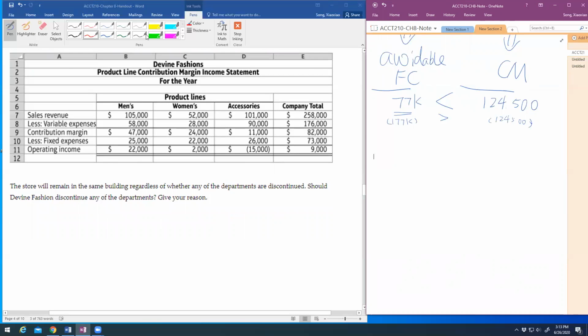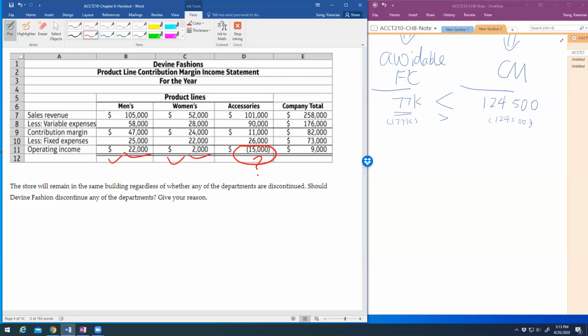For the men and the women, there is nothing really to worry about because their operating income is positive. For the accessories, you look at this total operating income and you think it's 15,000, so you are kind of wondering, should we discontinue this? Yes or no? Remember, our criteria is we compare the avoidable fixed cost with the contribution margin we will lose. So for accessories, the money we will save versus the money we will lose.